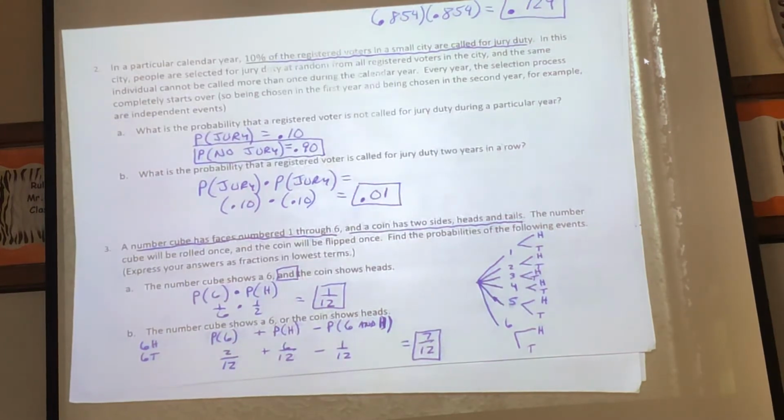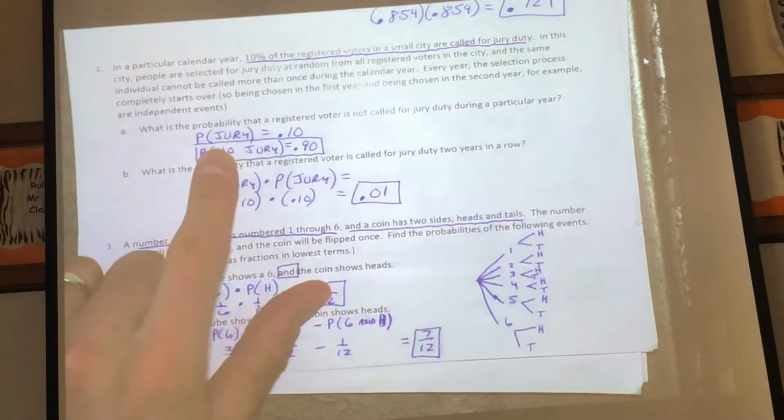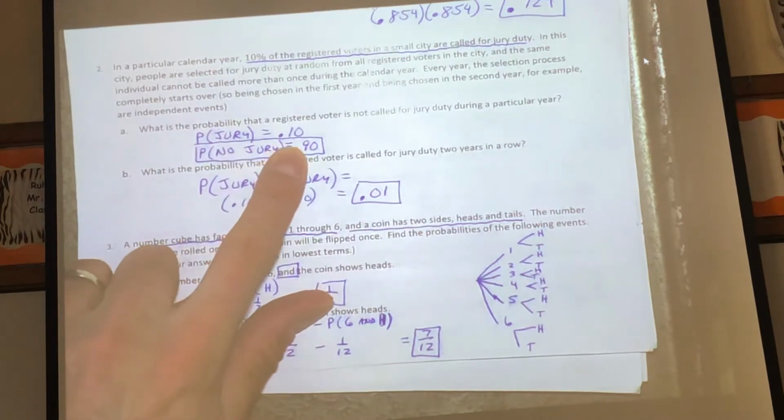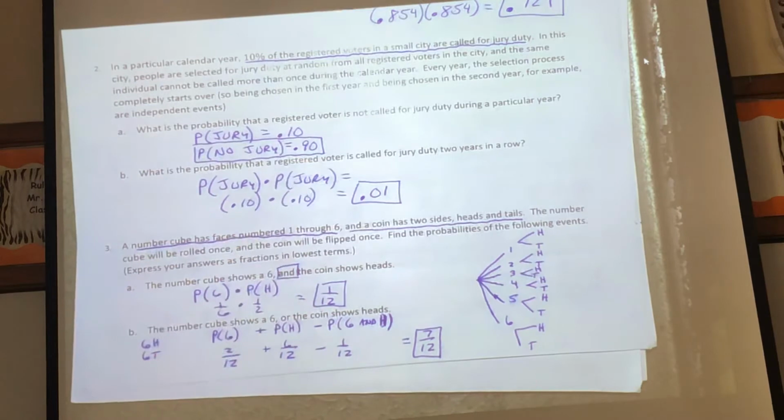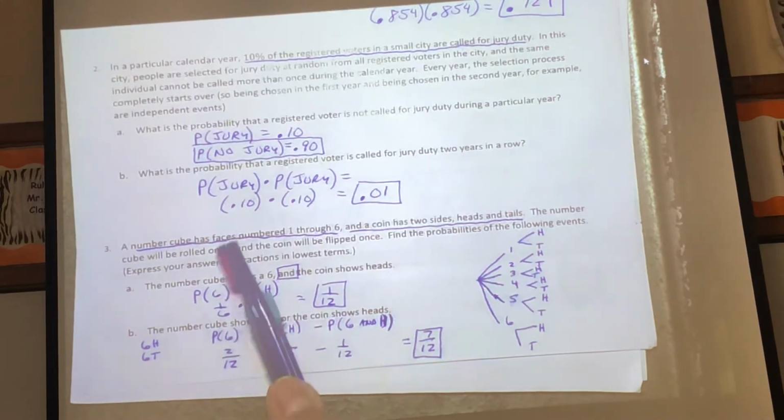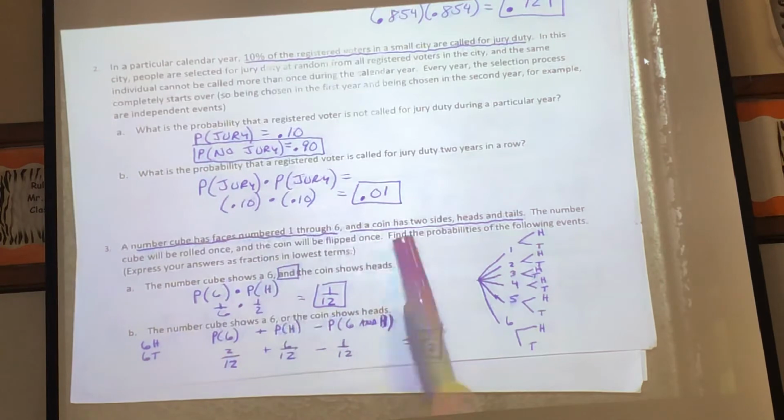Question A, what is the probability that a registered voter is not called for jury duty in a particular year? Well, if the probability of being called for jury duty is 0.10, then not being called would be 0.9, because you do 1 minus 0.1. B, what is the probability that a registered voter is called for jury duty 2 years in a row? Well, the probability of each year is 0.1, so we multiply those to get 0.01.